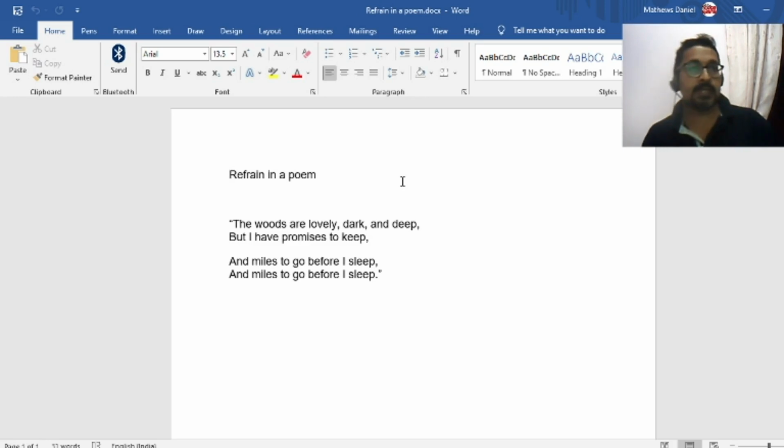Woods are lovely, dark and deep, but I have promises to keep, and miles to go before I sleep, and miles to go before I sleep. See the repetition of the two lines at the end of that stanza. It adds to the poetic effect of the poem. It's a poetic technique, and we call it a refrain.